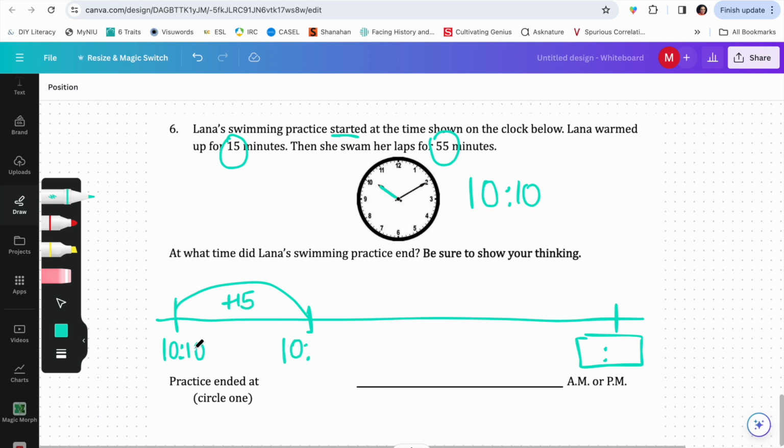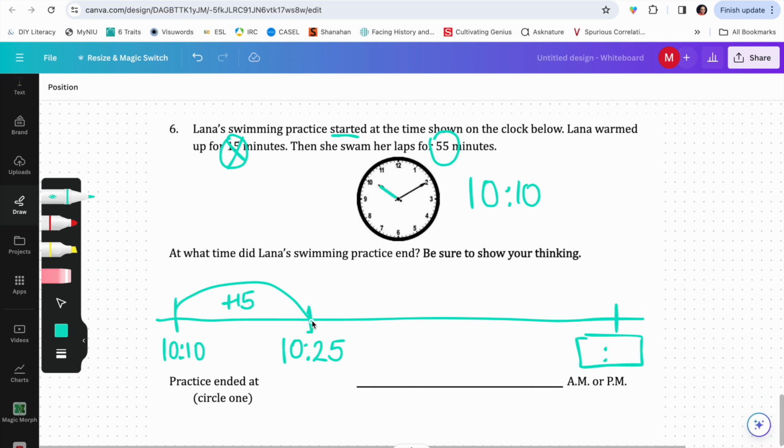I'm going to add 15 and 10 together, and we should be able to do that in our head pretty easily. Now the time is going to be 10:25. Very cool. I'm going to cross this out so that I know I made that hop. Now the time is 10:25, and now we're going to hop 55 minutes.